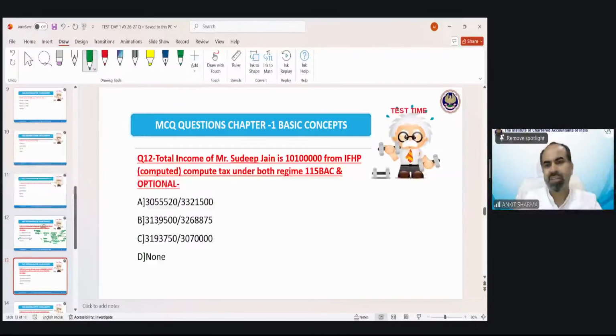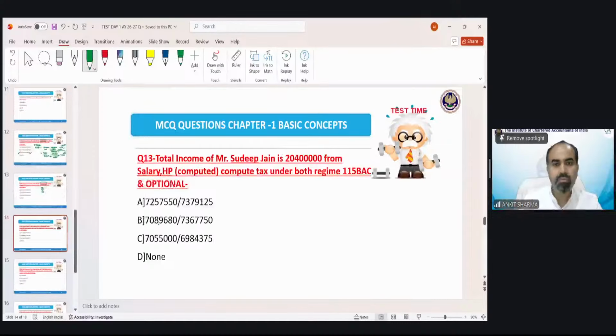The same kind of case is Sudeep Jain earning 1 crore 1 lakh rupees. So these are for your practice because there is some question related to marginal relief in the illustration, but these are more questions for calculation or for your practice in respect of marginal relief. So question number 12, correct answer is option number A. So you can try that later. Again, one more question, that is income is 2 crore 4 lakh rupees. In that case also, you have to calculate the marginal relief and the tax calculation.